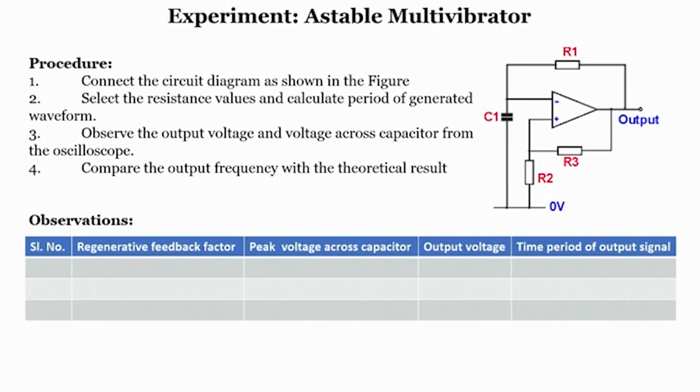So, I will now request the TA to help us with the circuit experiments, and I will request him to join us. Now, we are going to see an astable multivibrator. So, we will start with an astable multivibrator now.